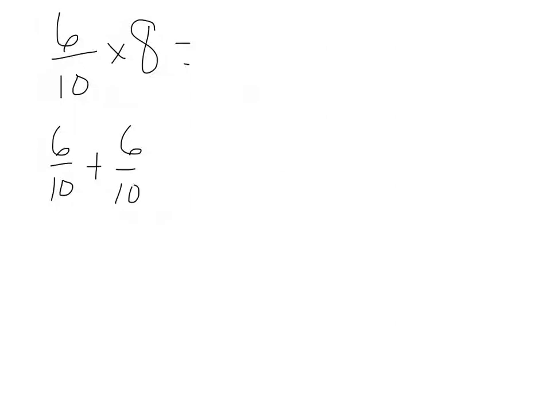Okay, so if I have a different problem, if I have something like 6/10 times 8, another way we've shown them to do this, another strategy, is to do repeated addition. So what they would do is they would add 6/10 8 different times. I'd do 6/10 plus 6/10 plus 6/10 plus 6/10 plus 6/10 plus 6/10.